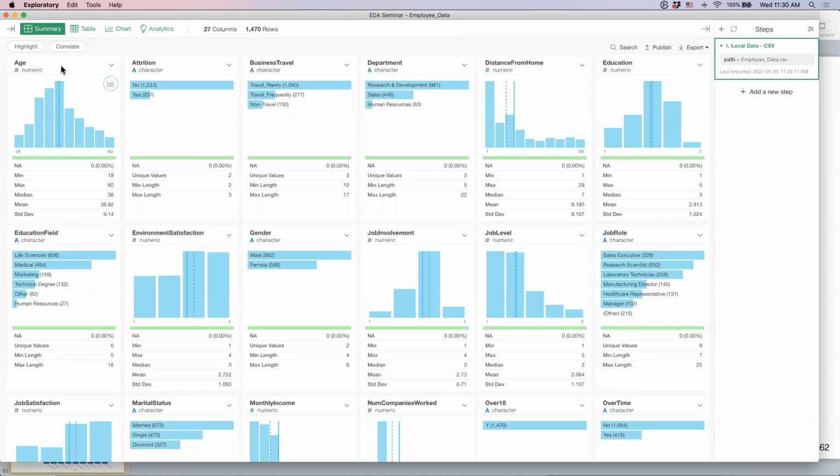So let's look at the age. Age is between 18 to 60 years old, right? So it's sort of expected, and this is a good old company where you can retire at 60 years old. And then the median is 36 years, and the mean or average is 36.92 years old.